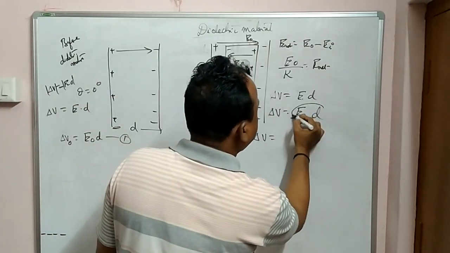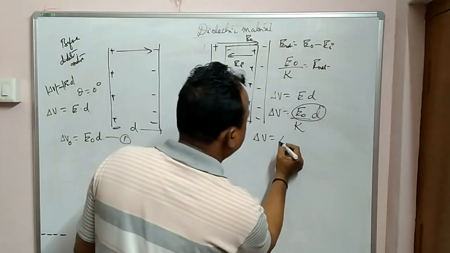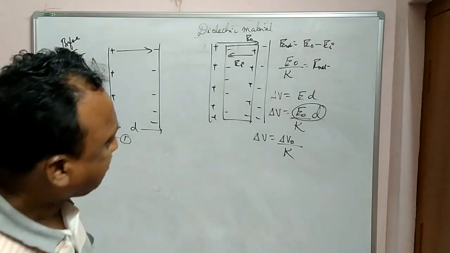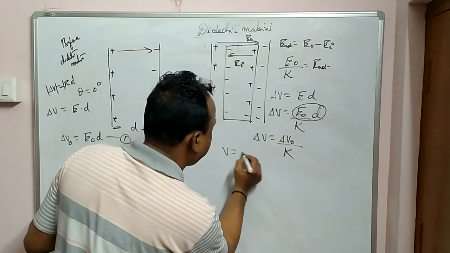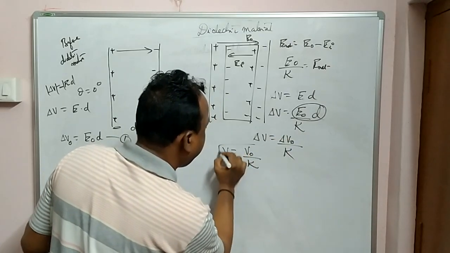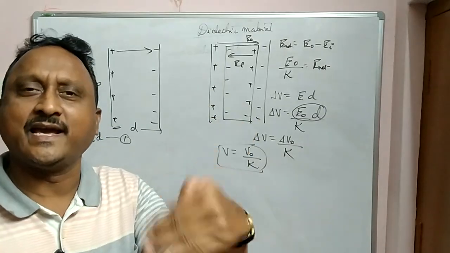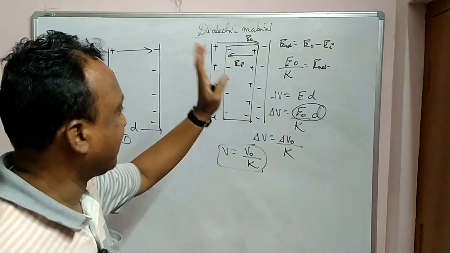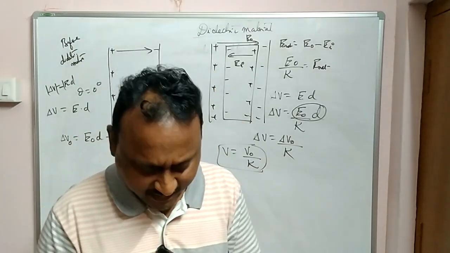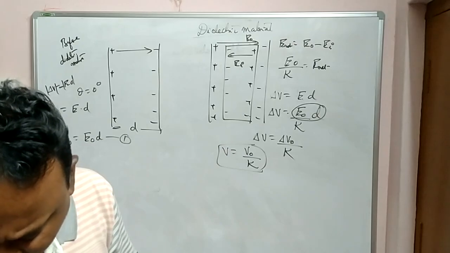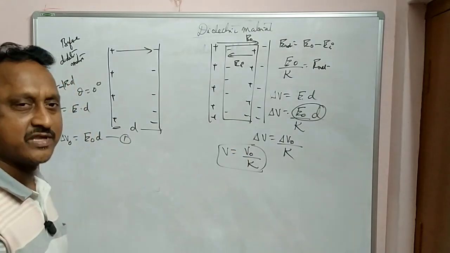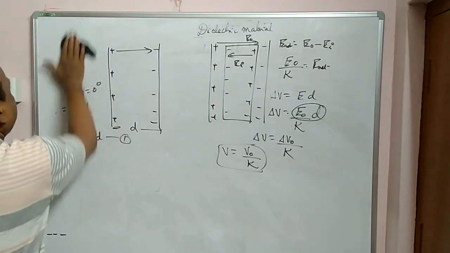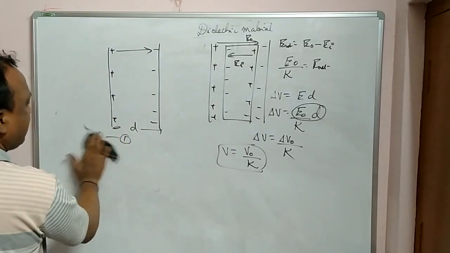So if you observe, E0 into D is nothing but delta V0 by K. So finally, I can write this entire equation as V is equal to V0 by K. Potential becomes 1 by K times the original value from these formulas. Clear? When dielectric material is introduced. Please copy it. Right. Now, before and after, let us see for the capacitance.